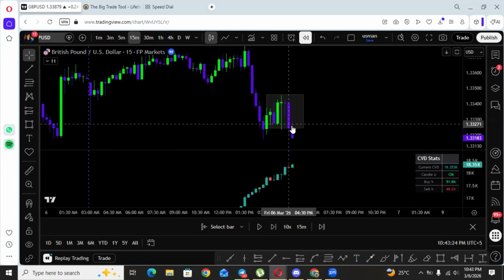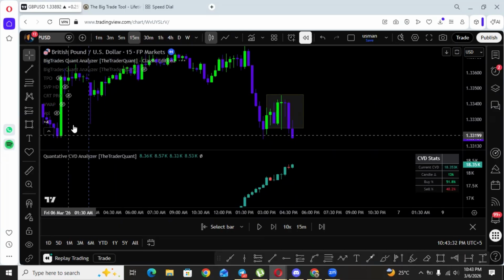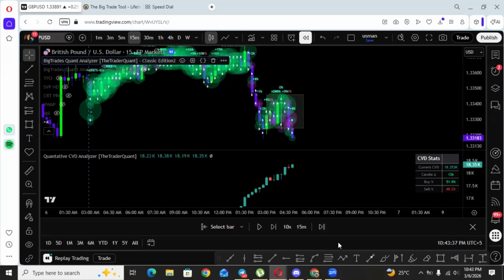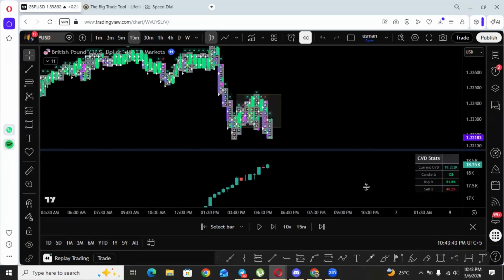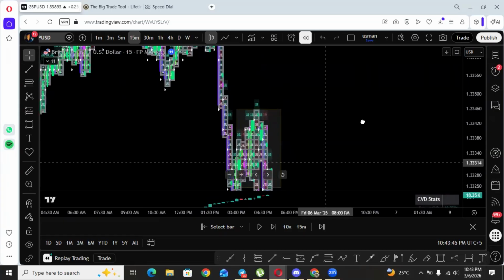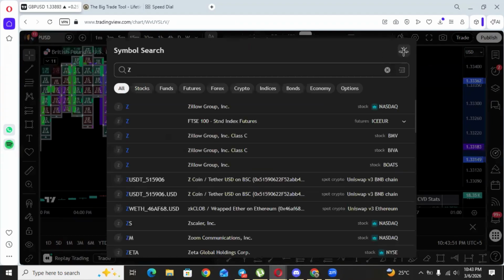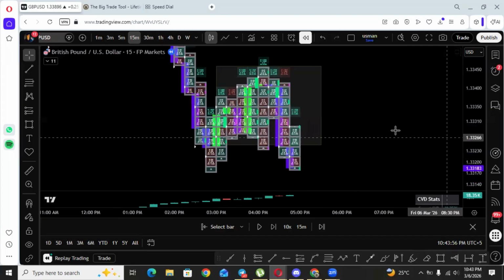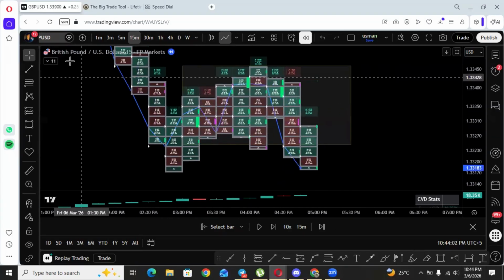So as we are in this critical area, we will simply turn our tool on, which is BigTrades Quant Analyzer. If I turn this on, let me turn the footprint on. I have done an update in this tool, and I will show you. Previously, this was a representation of the footprint. I simply changed it.